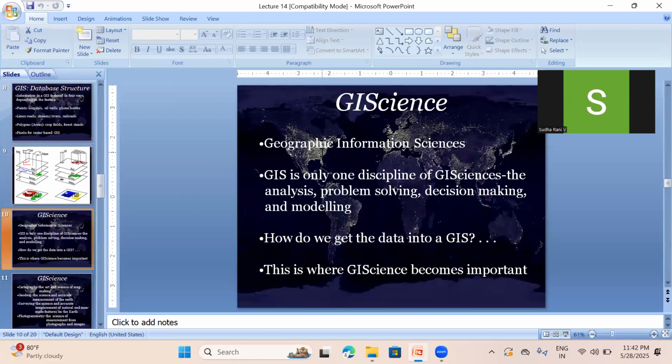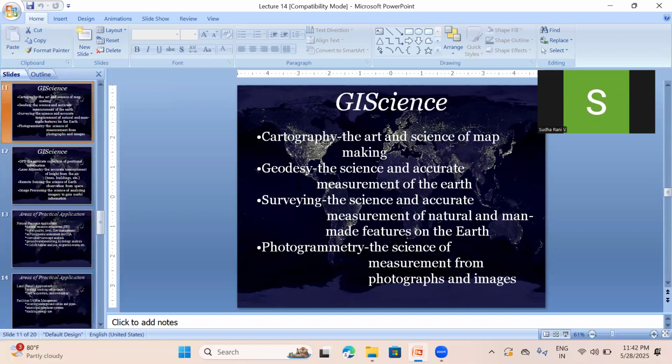GIS science, geographic information science. Geographic information science is only one discipline of GIS sciences, including analysis, problem solving, decision making, and modeling. How do we get the data into a GIS? This is where GIS science becomes important. Cartography, the art and science of map making. Geodesy, the science and accurate measure of the earth. Surveying, the science and accurate measurement of natural and man-made features on the earth. Photogrammetry, the science of measurement from photographs and images.